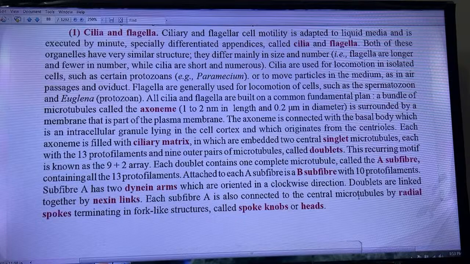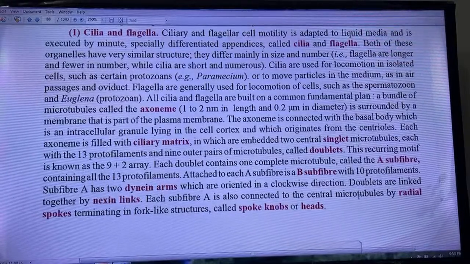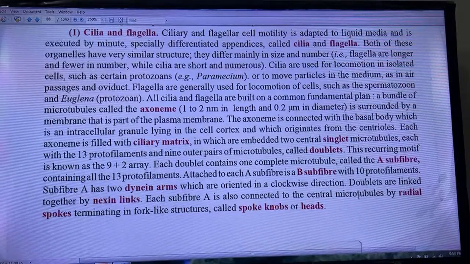Flagella are generally used for locomotion of cells such as spermatozoon and euglena protozoon. All cilia and flagella are built on a common fundamental plan, a bundle of microtubules called the axoneme, 1 to 2 micrometer in length and 0.2 micrometer in diameter, surrounded by a membrane that is part of the plasma membrane. The axoneme is connected with the basal body, which is an intracellular granule lying in the cell cortex and which originates from the centrioles.